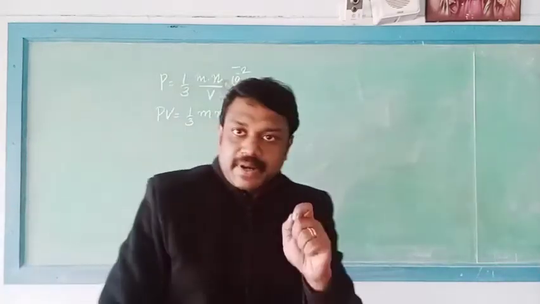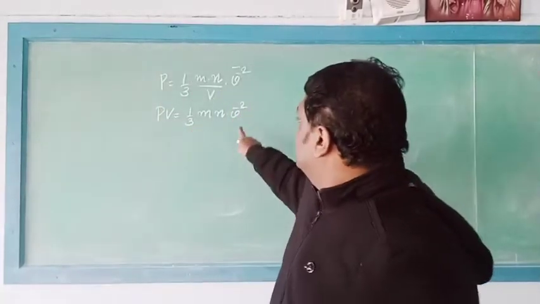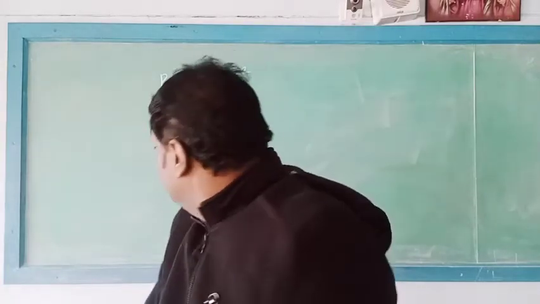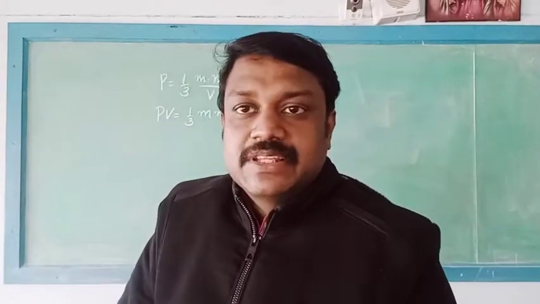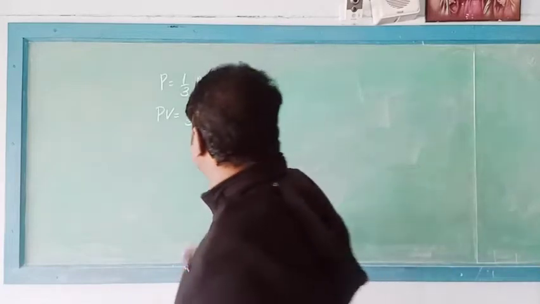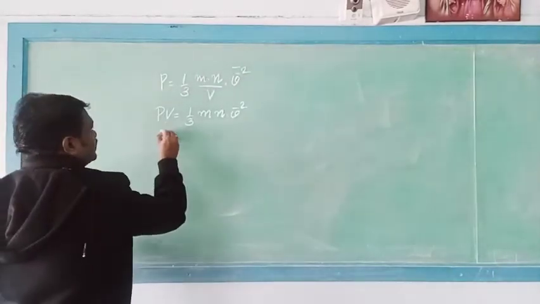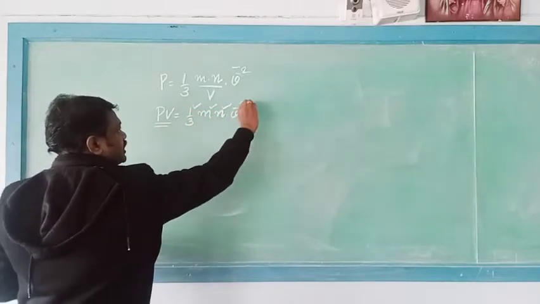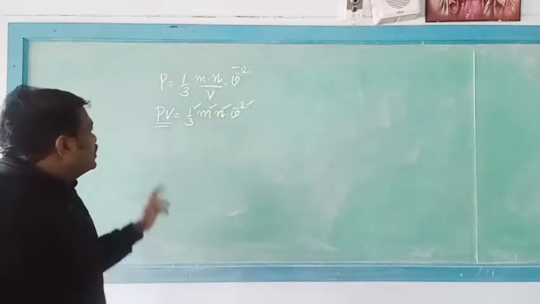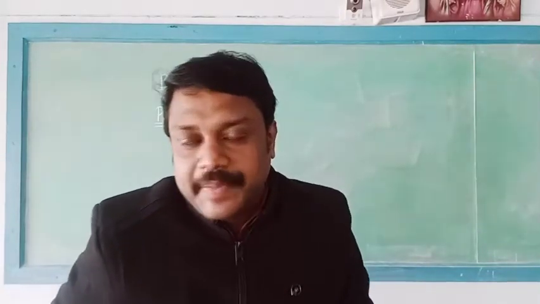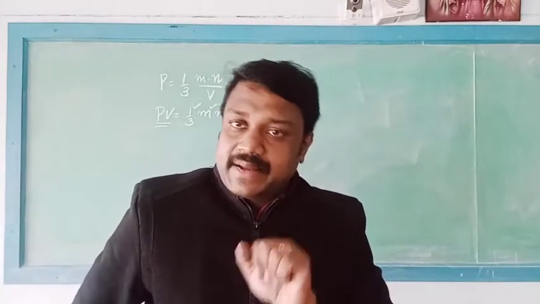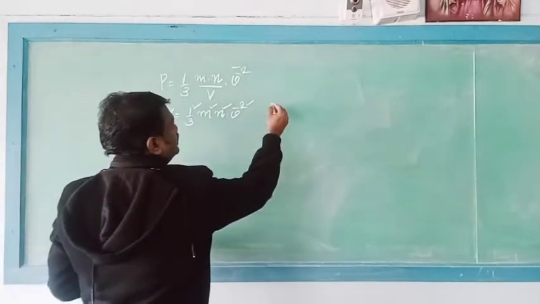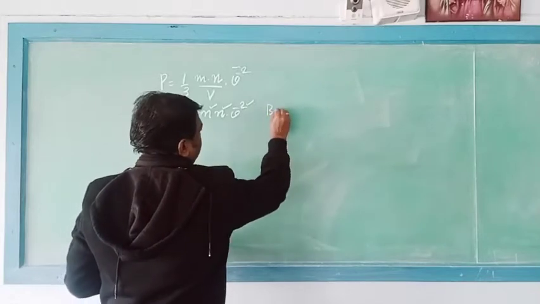So at a particular temperature, the root mean square velocity remains constant. Which means at constant temperature, PV equals 1/3 times a constant, since m is constant, N is constant, and the velocity is also constant. We can say that PV is a constant, provided the temperature remains constant. So that is the proof for Boyle's law.